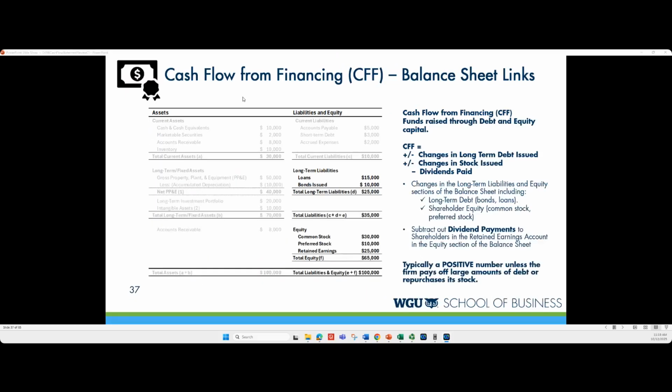So going back to our links to the balance sheet, our cash flow from financing is only concerned with our long-term liabilities and our equity accounts.